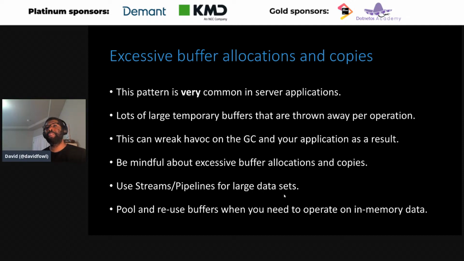Large temporary buffers that are throwaway per operation are really bad. It wreaks havoc on the GC. It can thrash your large object heap. You don't want that. It can cause excessive Gen 2s. You want to be mindful about buffer copies and allocations. Buffer copies tend to show up as high CPU. And allocations will show up as the GC running a lot more than you need it to if you have this pattern in your application.